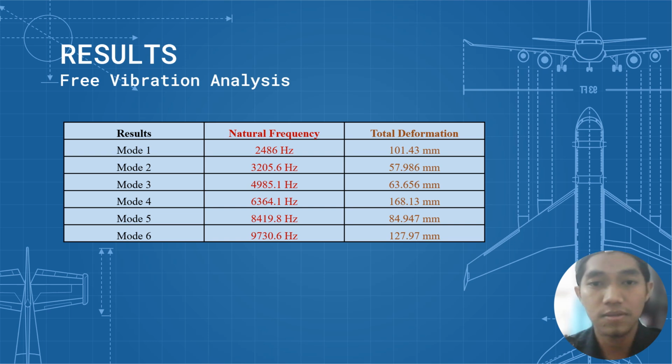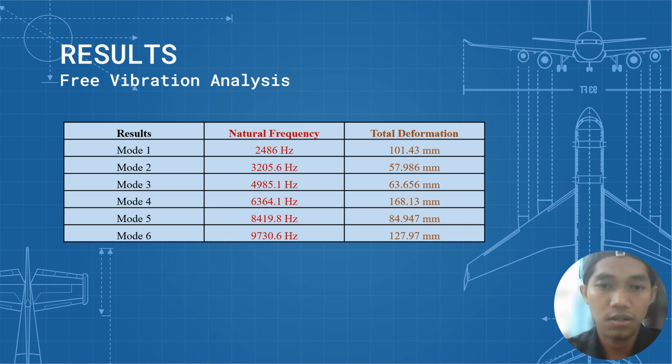Here are the results for free vibration analysis. The objective of this analysis is to determine the natural frequencies and the corresponding deformation of the bracket when subjected to vibrational forces. The first mode shows a relatively high frequency at 2486 Hz, indicating that the bracket is quite stiff. The total deformation is 101.43 mm, which is significant but expected for the first mode, as it usually involves the entire structure vibrating in a uniform manner.